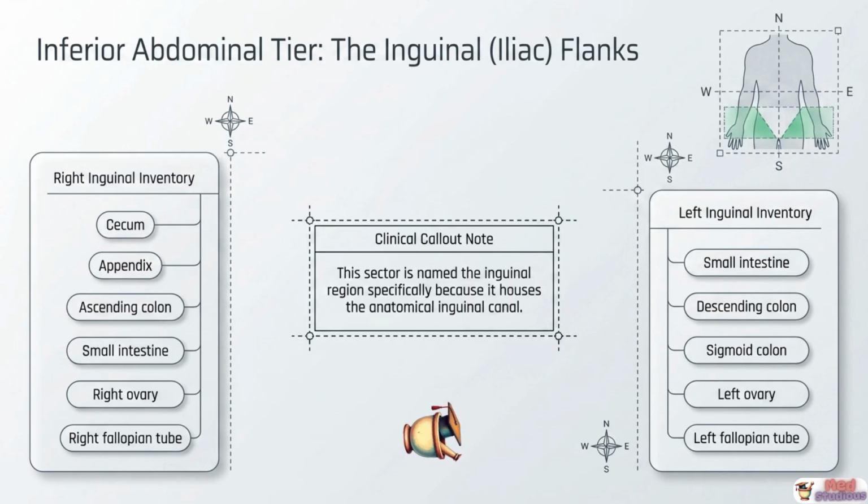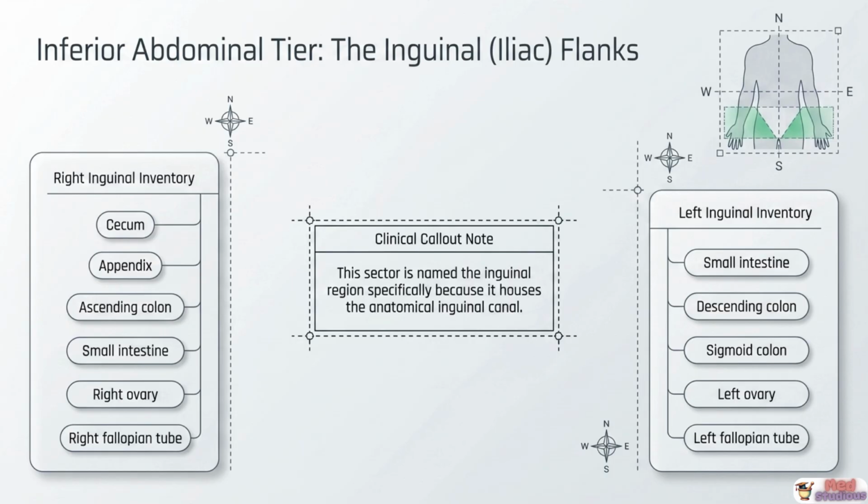The right inguinal region, also called the right iliac region, contains the cecum, the appendix, the ascending colon, the small intestine, the right ovary, and the right fallopian tube. The appendix sits at the junction of the cecum and the ascending colon, typically at McBurney's point, one third of the way from the anterior superior iliac spine to the umbilicus. This is the classic point of maximal tenderness in appendicitis, a diagnosis that kills if missed.